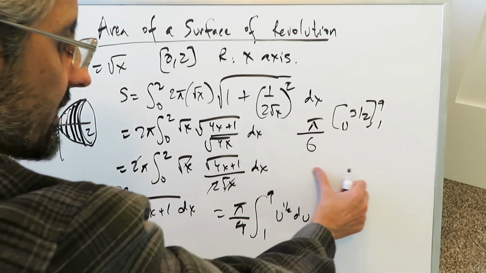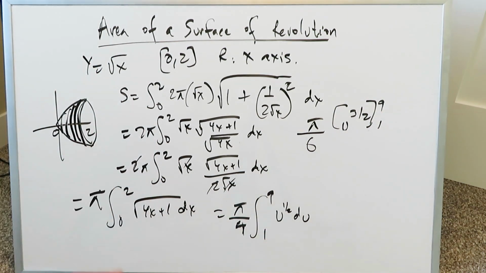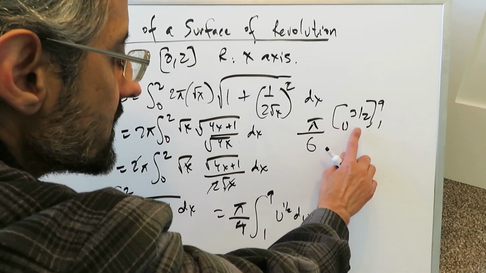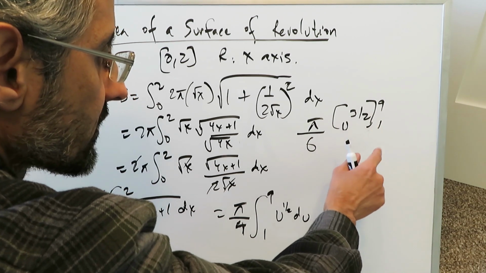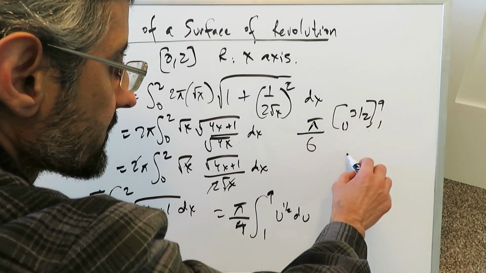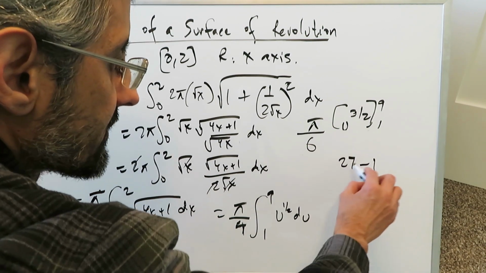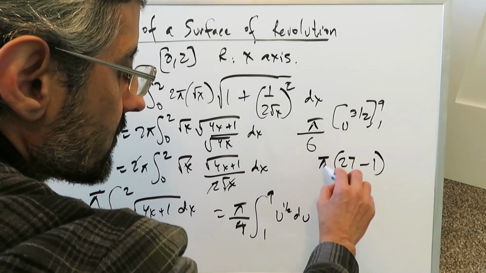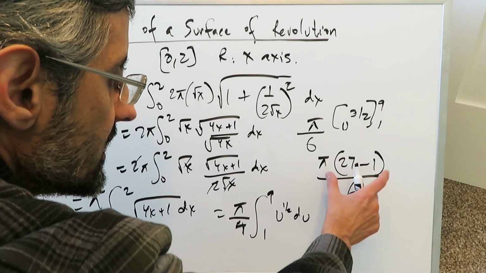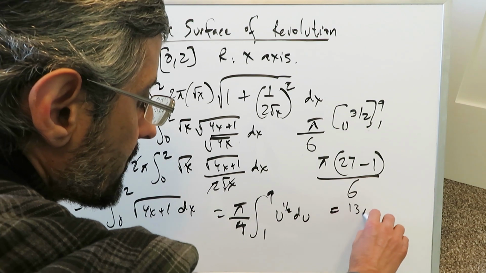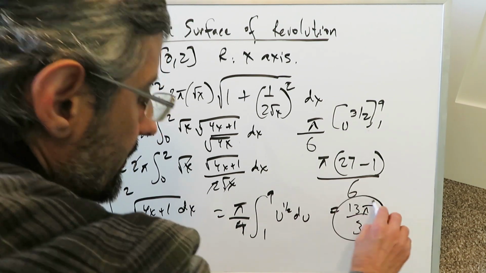This algebra part is not the hard part. It was basically formulating the expression which is hard. You're going to put 9 to the power of 3 over 2 and minus 1 to the power of 3 over 2. 9 to the power of 3 over 2 is really 27. 27 minus 1 times pi over 6. You will have 26 pi over 6, which if you simplify it, you'll have 13 pi over 3, and that right there would be your answer.